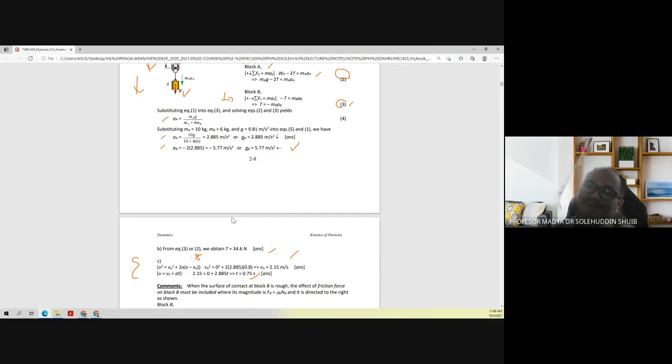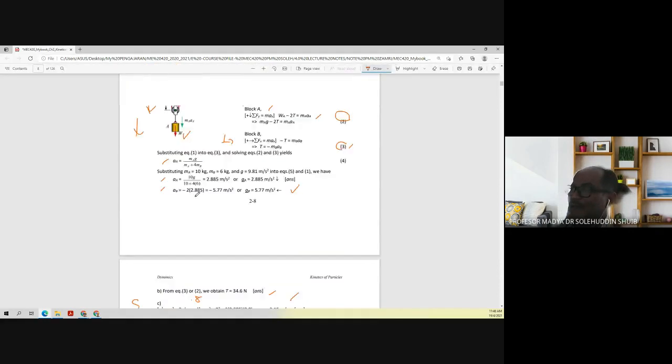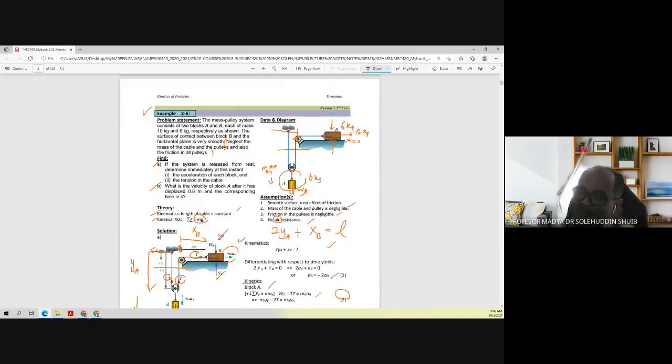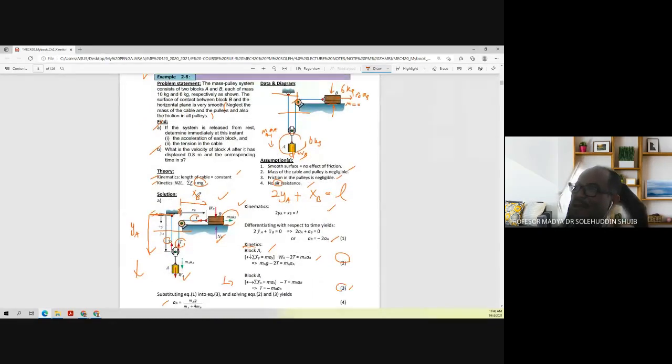All right. Any comment? So to solve this kind of problem, you need to combine your previous knowledge: you have to know kinematics of particles, write that equation, the length of the cable is constant, and then you apply Newton's second law.